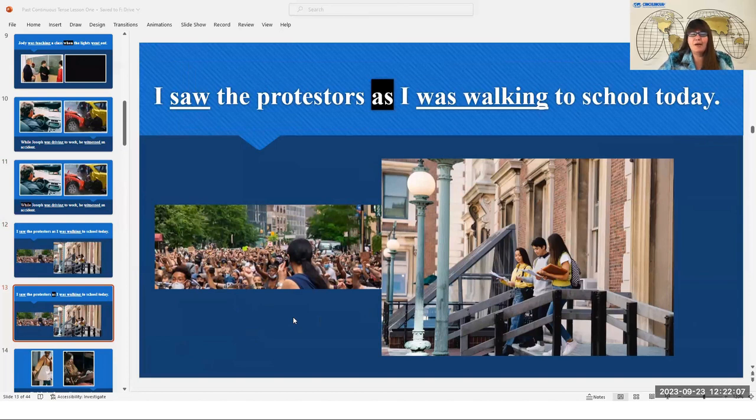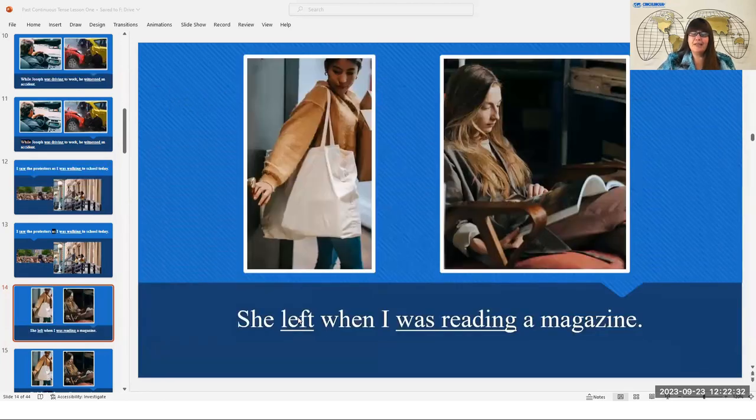And we can form these sentences in different ways. I could say, as I was walking to school, I saw the protesters. As I was walking to school today, I saw the protesters. Or I saw the protesters as I was walking to school today. Both are correct.